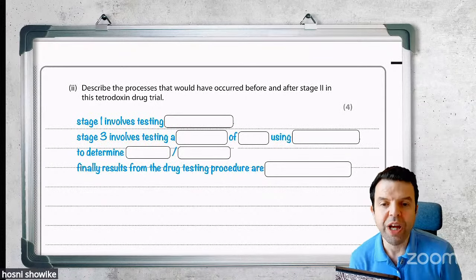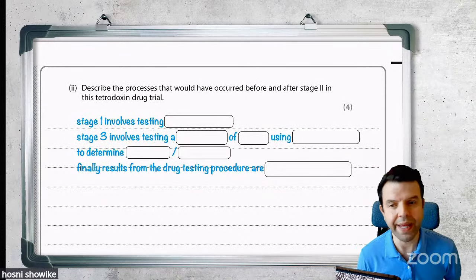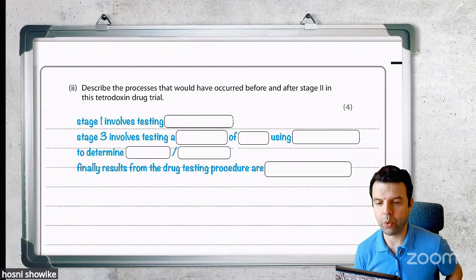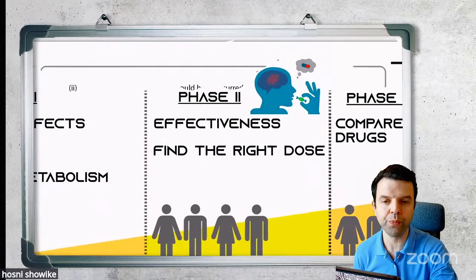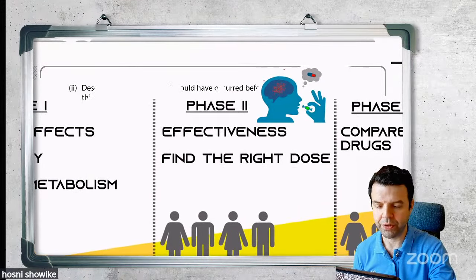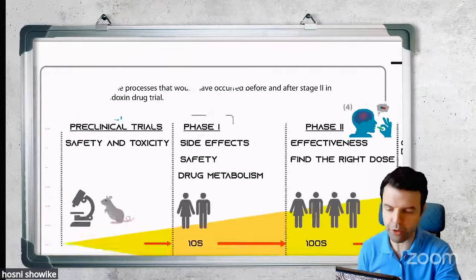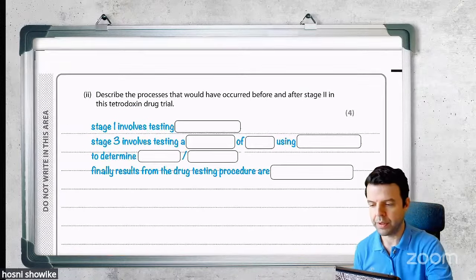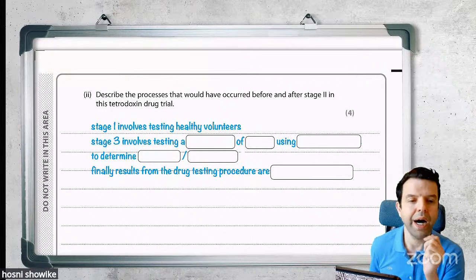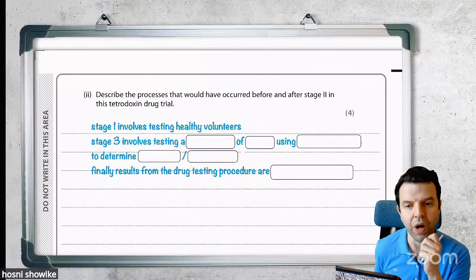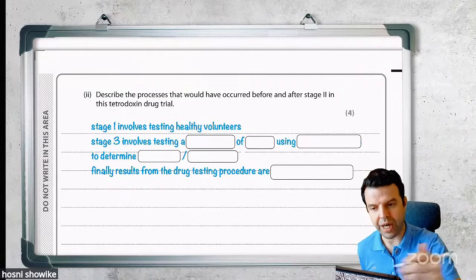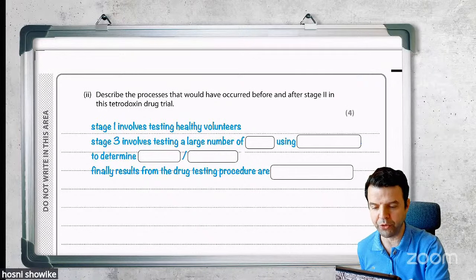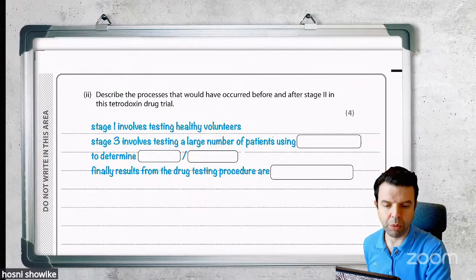Describe the processes that would have occurred before stage 2 and after stage 2. Okay, so I am at stage 2, phase 2. I'm comparing it with an existing drug. What would happen before and after? Stage 1, I am using healthy volunteers. And stage 3, after, I'm using a larger sample size of patients and I'm doing double-blind trials.